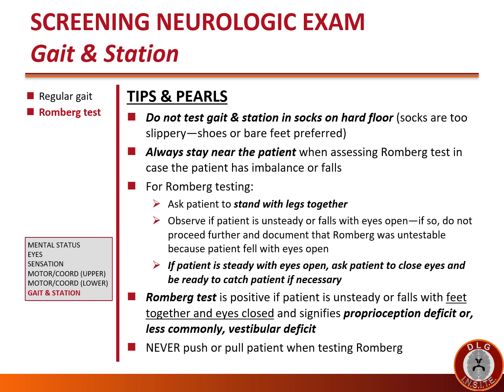If the patient falls or is wobbly with eyes open, do not proceed further, and document that the Romberg test was untestable because the patient fell with eyes open. The Romberg test is only valid when the eyes are closed. If the patient is steady with eyes open, then you may ask the patient to close the eyes and be ready to catch the patient if necessary.